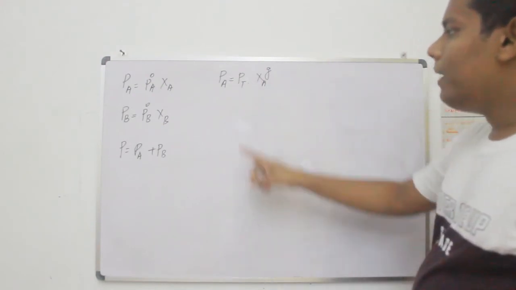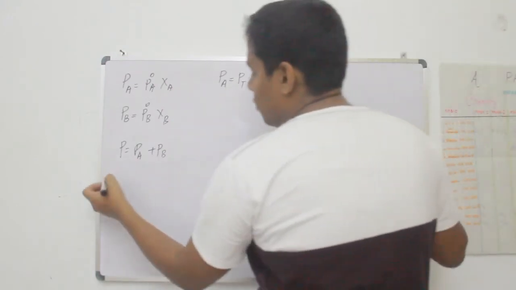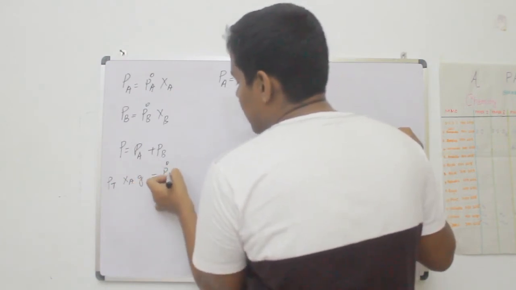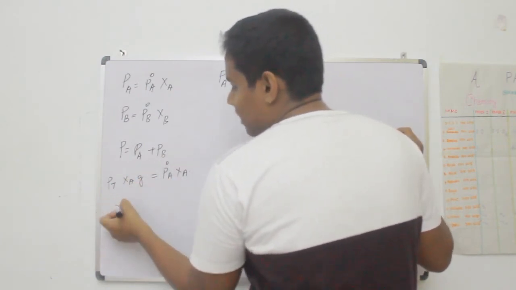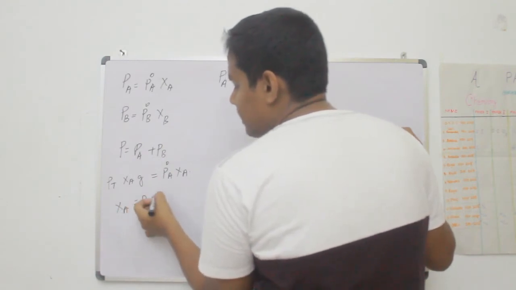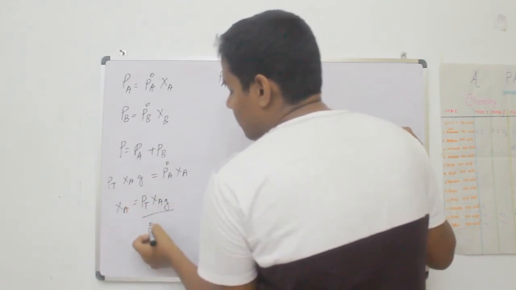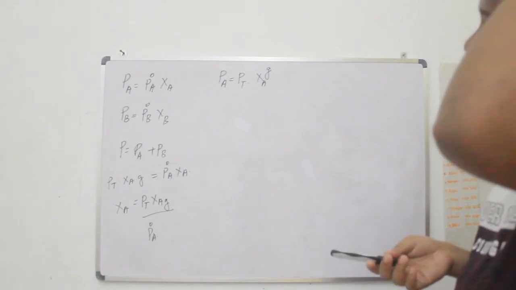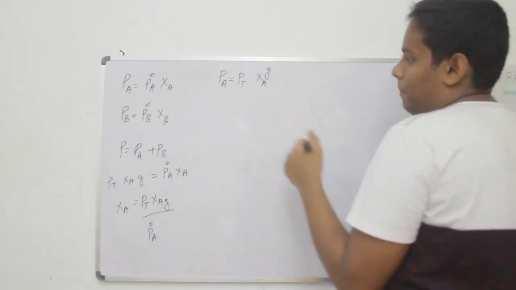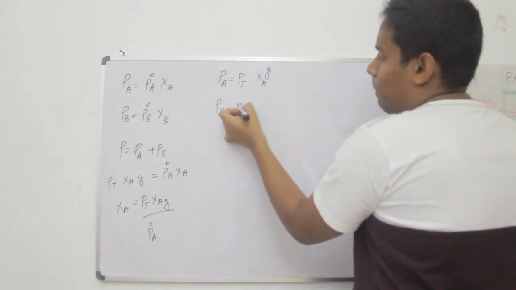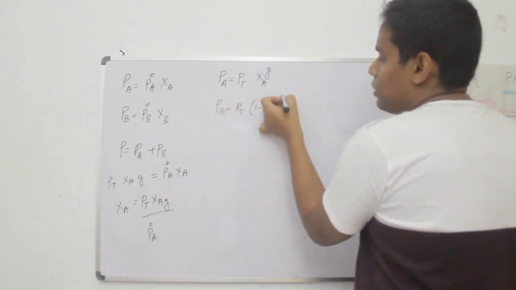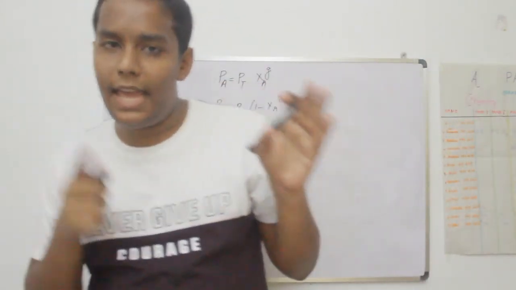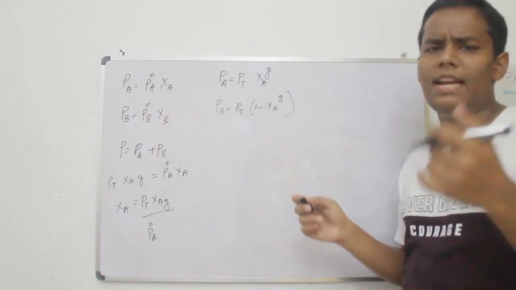Now, instead of PA in this equation, I am going to substitute PT into XAG equals P0 A into XA. So from this I can get XA equals PT into XAG divided by P0 A. Now, PB equals total pressure into 1 minus XAG. Since in the gaseous phase we have only A and B, if the mole fraction of A is XAG, the mole fraction of B will be 1 minus XAG.